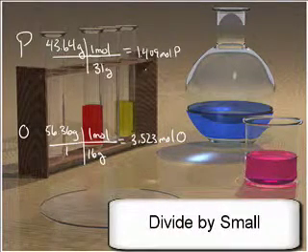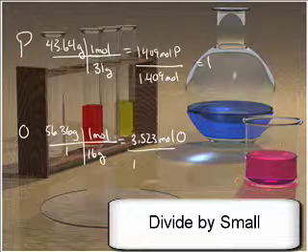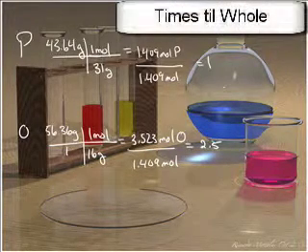Now, those don't really look like whole numbers, so divide by small. Divide by the smallest, 1.409 moles. That would be 1 for phosphorus, and for oxygen, I'm going to guess 2.5. Yep, 2.5. Divide by small, times till whole.